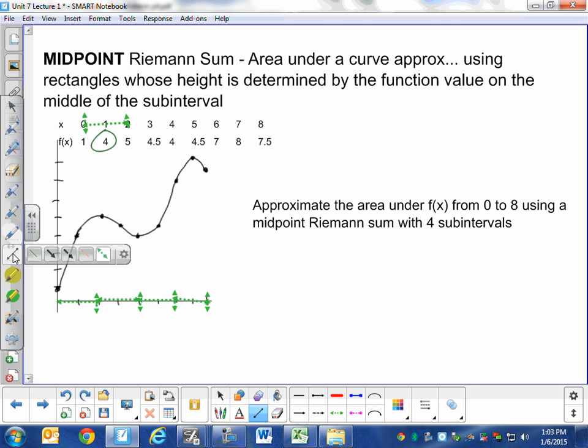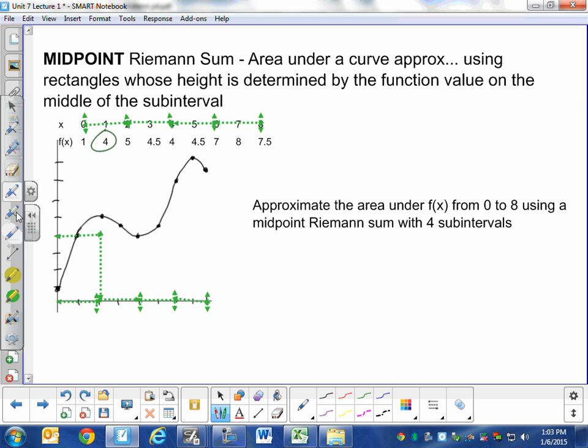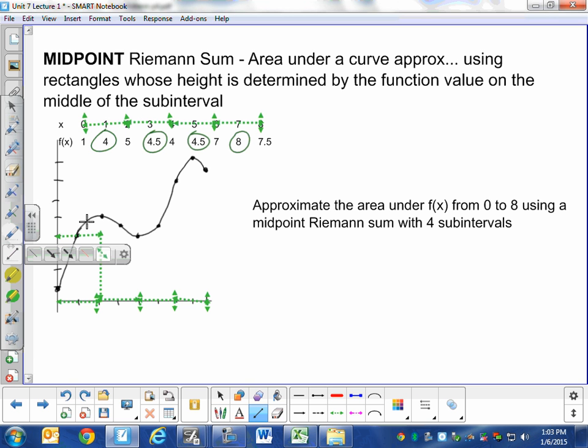What would that look like? Okay, so sketch those, and then find the area approximation.